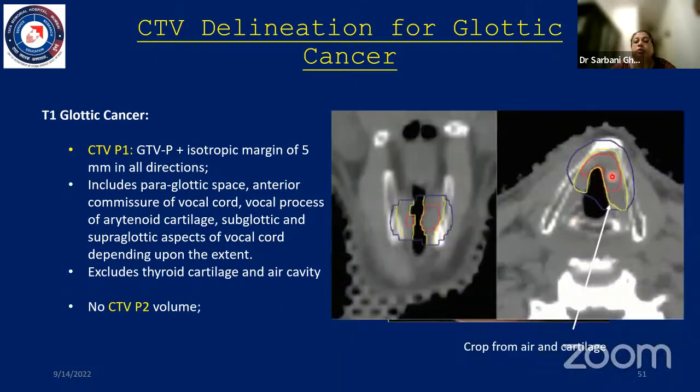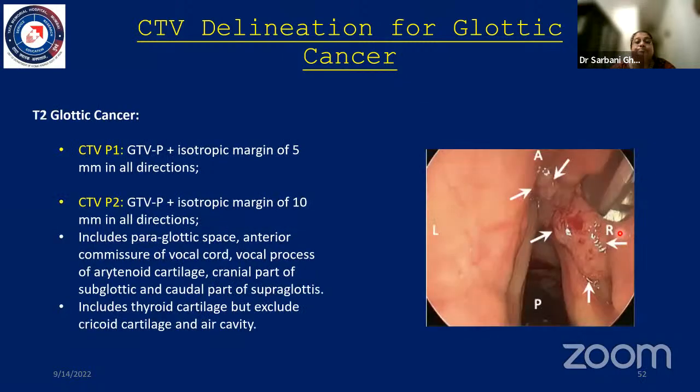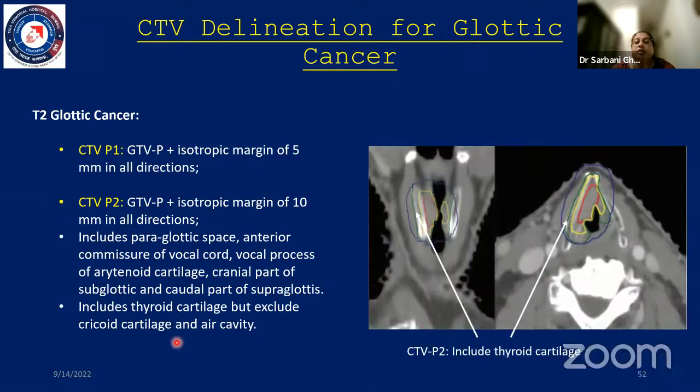You include the tumor, you include the paraglottic space in its continuity, but you do not include structures like the thyroid cartilage. And this is the 5 millimeter margin, which is the CTVP1, and this is the CTVP2, again, which can be cropped from the air and cartilage. Now for T2 glottic cancers, you need to include the paraglottic space, the anterior commissure, the vocal process, the cranial part of the subglottic and caudal part of the supraglottis, and it includes the thyroid cartilage but excludes the cricoid cartilage and the air cavity. So this is how it looks.